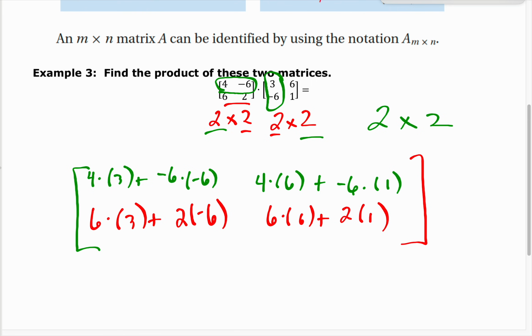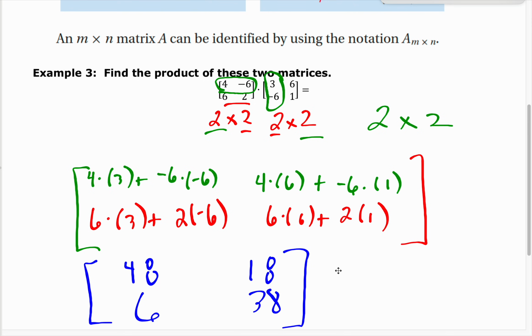So our final answer here, we have 4 times 3 plus -6 times -6. That is 48. 4 times 6 plus -6 times 1. That is 18. 6 times 3 plus 2 times -6 is 6. And 6 times 6 plus 2 times 1 is 38. So we multiplied these two matrices.